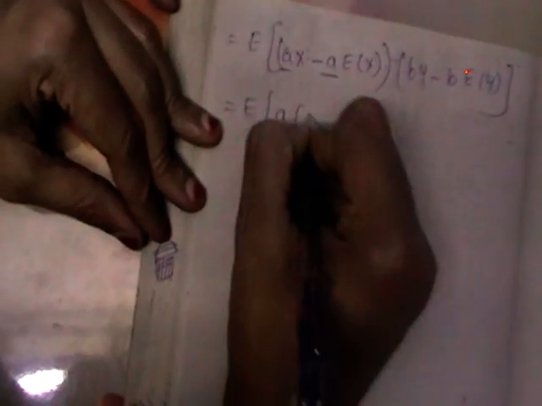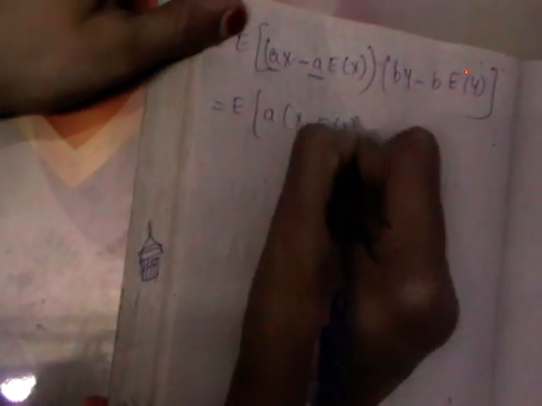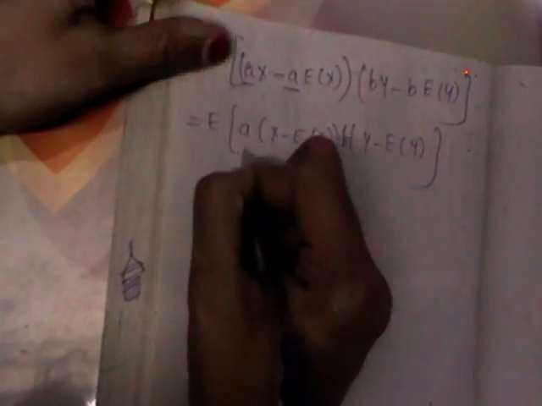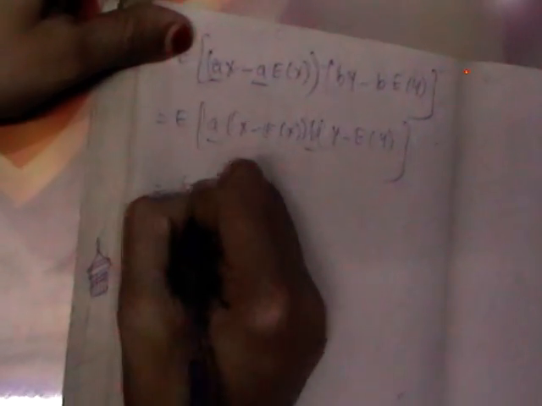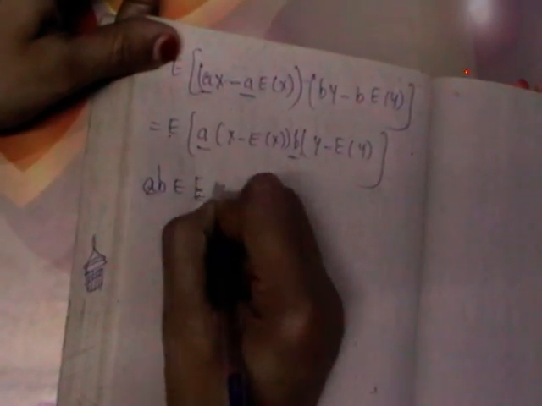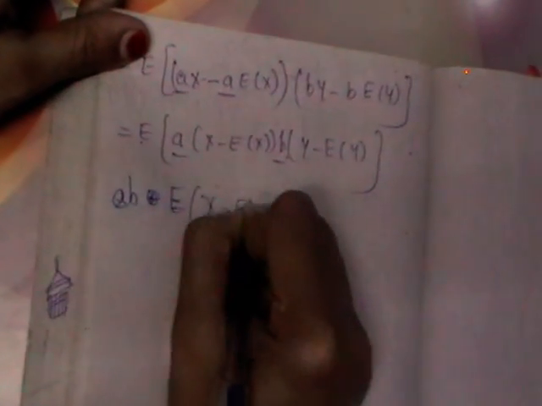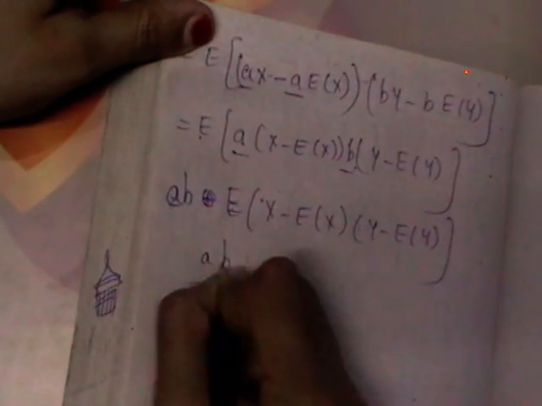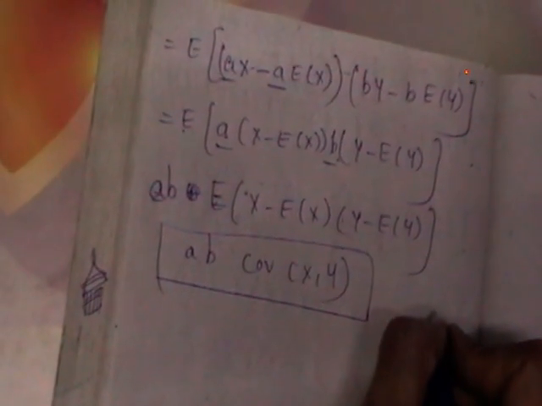So here A can be taken out from both the terms, X minus expectation of X. From these two we can take out B common, Y minus expectation of Y. So A into B is nothing but AB. Whenever a constant is taken out of the expectation, it comes as it is. So as A and B are constants, you will get AB into expectation of (X minus expectation of X) into (Y minus expectation of Y). So this is nothing but AB into covariance of X comma Y. I think this is what we need to prove. This is the first result in covariance of X comma Y.